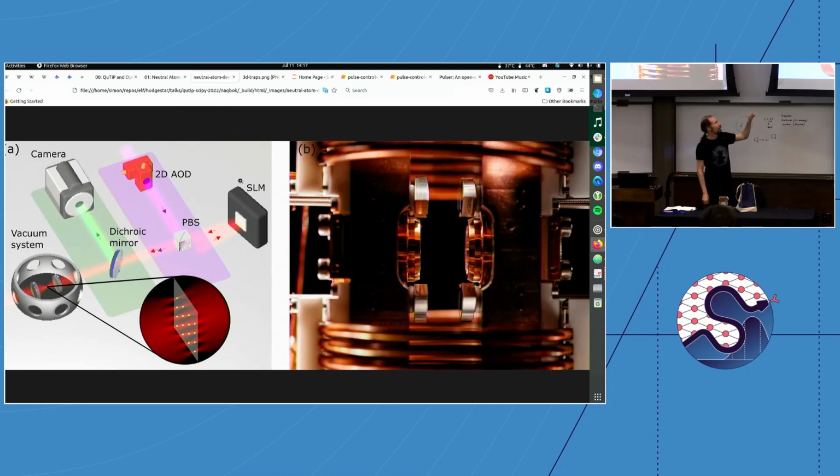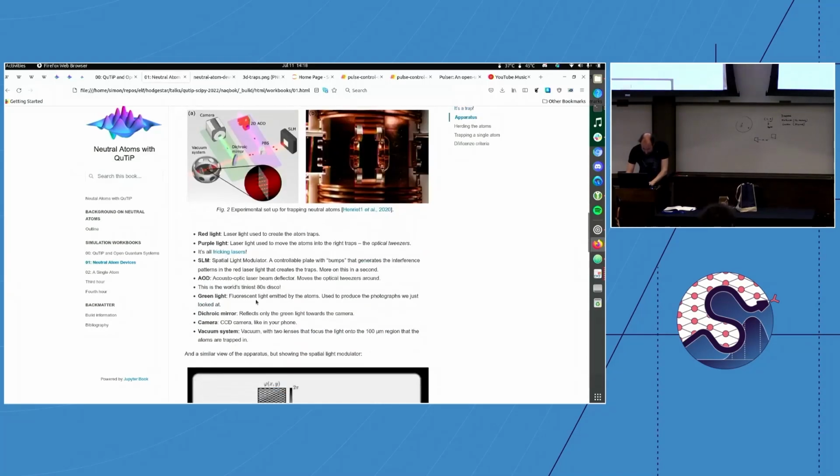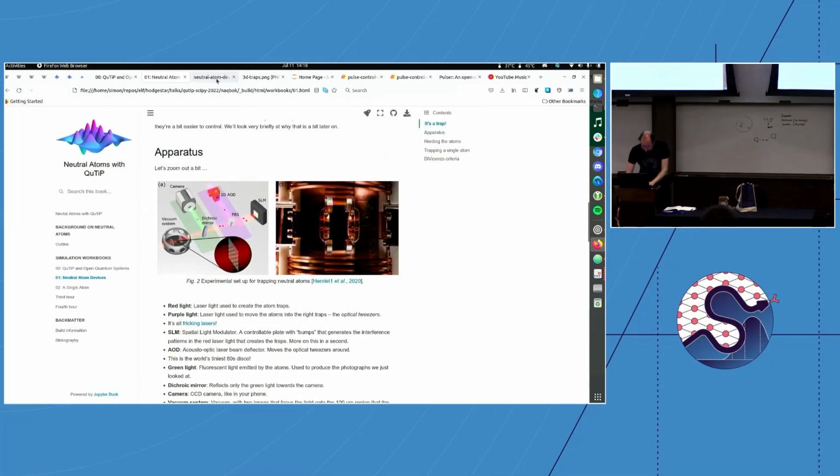And you can make all sorts of complicated configurations by changing the bumpiness of the surface. So you've got a bumpy surface there which you can control. And then you have this next thing, which is the purple light.